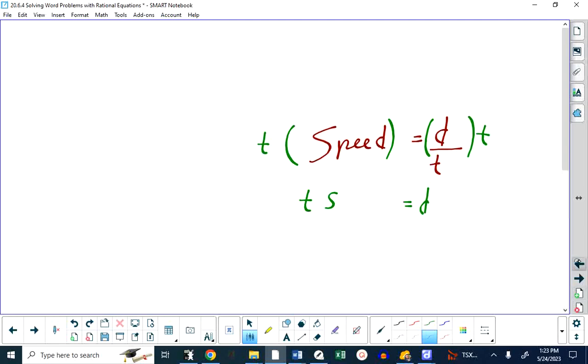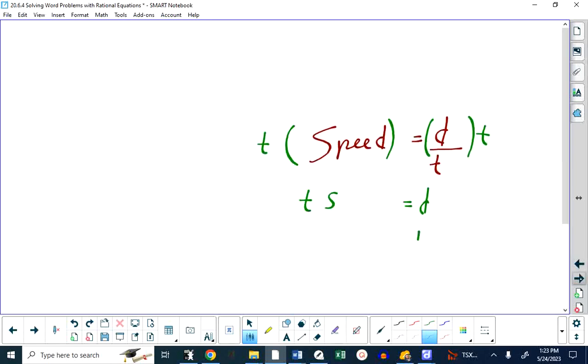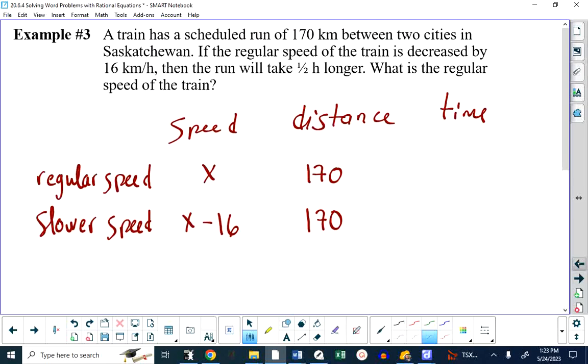And don't forget, what I'm telling you is the third column is found by filling in what you do with the other 2 columns to get the third column. And distance divided by speed gives you time. And I would probably say, I really hope, that most of you know the time is the distance divided by the speed.